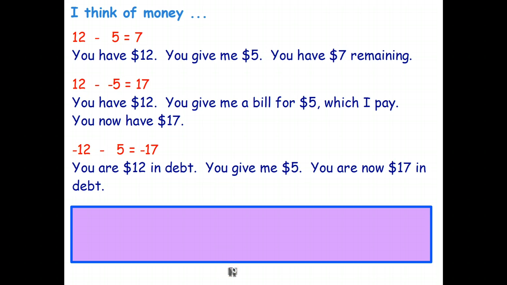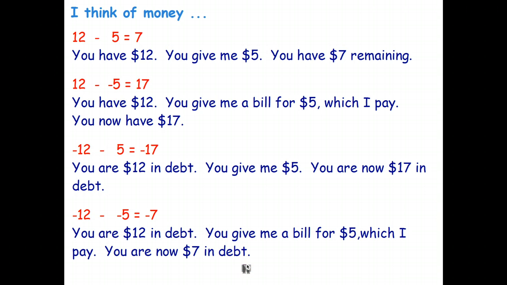Here you're $12 in debt, you give me $5, you're now $17 in debt, and finally you're in debt for $12. You give me a bill for $5, and that means once I've paid that, you're better off by $5. So now you're only $7 in debt. So thinking of money is a good way to think about subtracting integers.